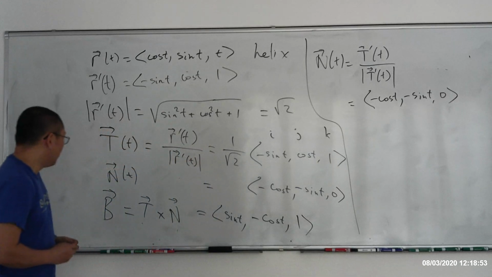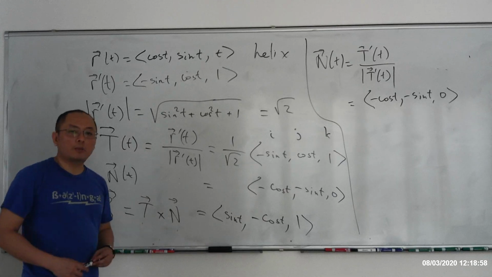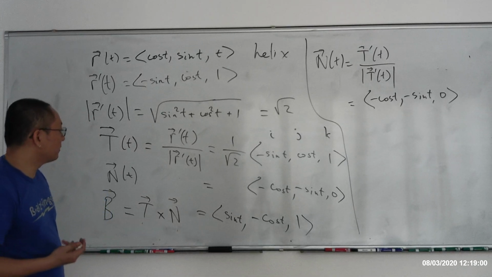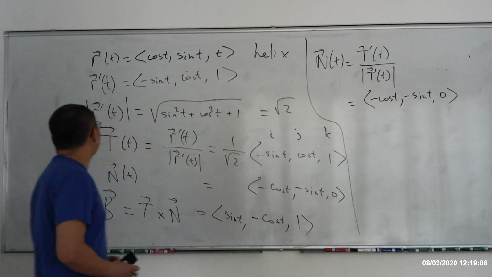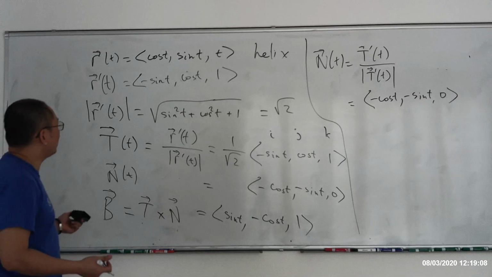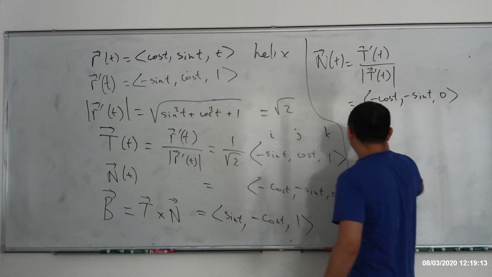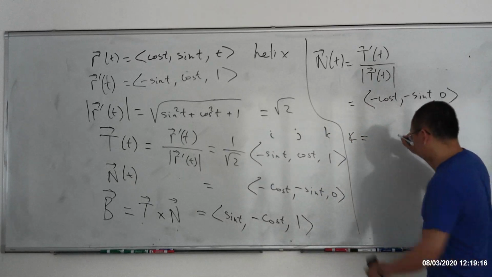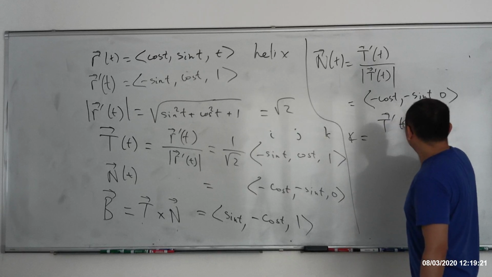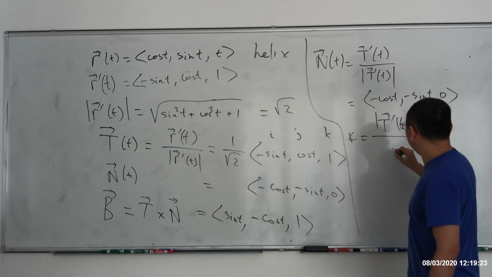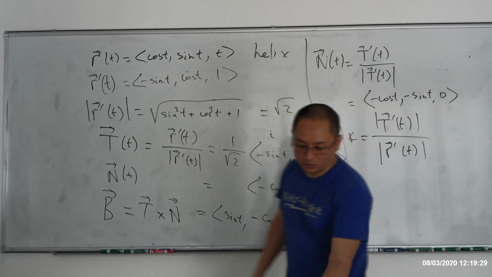All three vectors, B, T, and N, are going to be perpendicular to each other pairwise. And what about the curvature? I can use one of the formulas to calculate the curvature. The curvature, kappa, can be calculated as what? Can I calculate the magnitude of T prime over the magnitude of r prime? Let me double check the formula to see if I'm right.